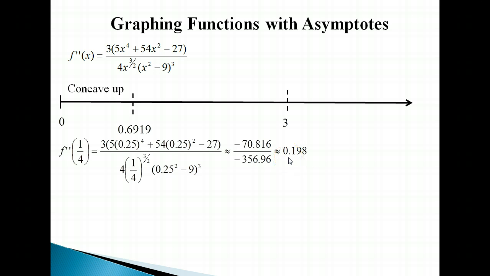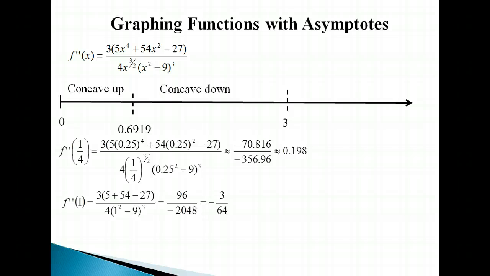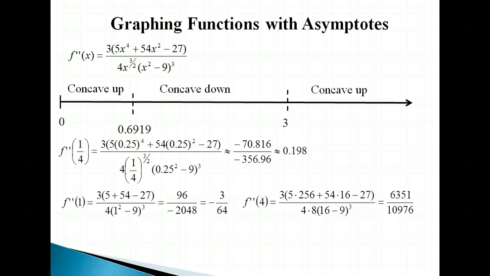Then I chose a point between 0.69 and 3, and I chose 1, so that one was really easy to work with as well. And I got out a negative, so it's concave down there, so we actually do have a change in concavity at that 0.69 value. And then I chose a point beyond 3, I chose 4, and I got out a positive, so it's concave up there.